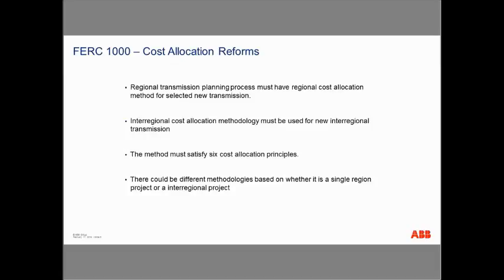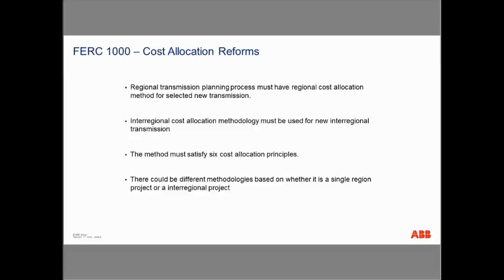Cost allocation reforms. These planning processes must have an allocation method for selected new transmission. When they go through these planning processes and come up with the needs for new transmission, and then say, hey, we're going to build it, and this costs X amount of dollars, they have to have in place a methodology to assign the cost associated with the transmission to the various entities within the planning region. For this one, assuming it's all within one region.